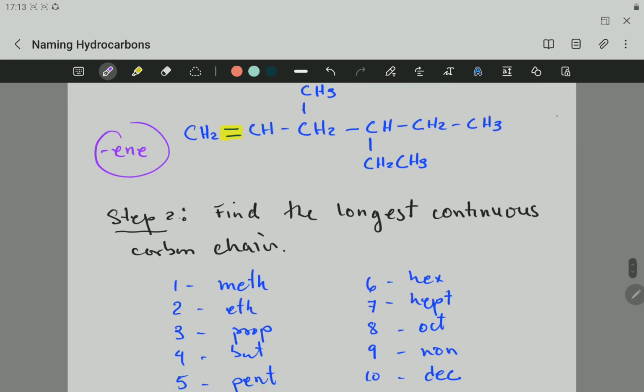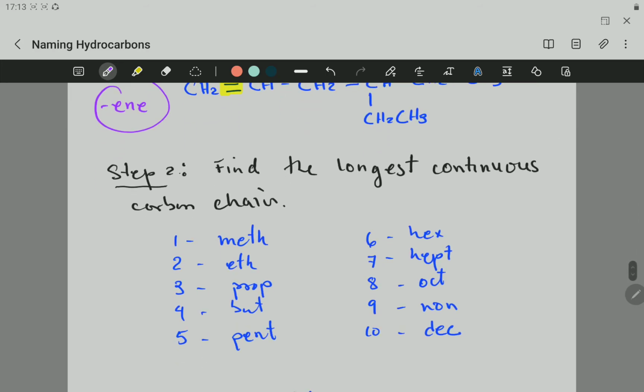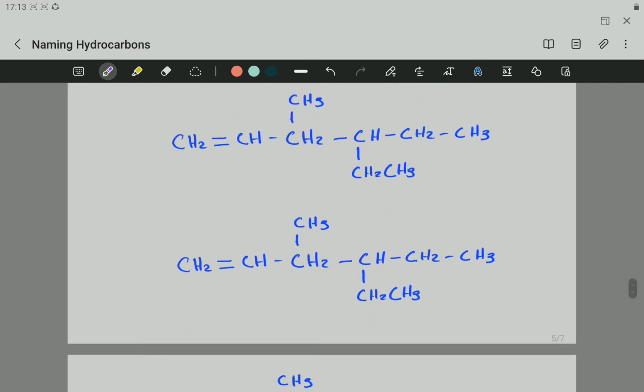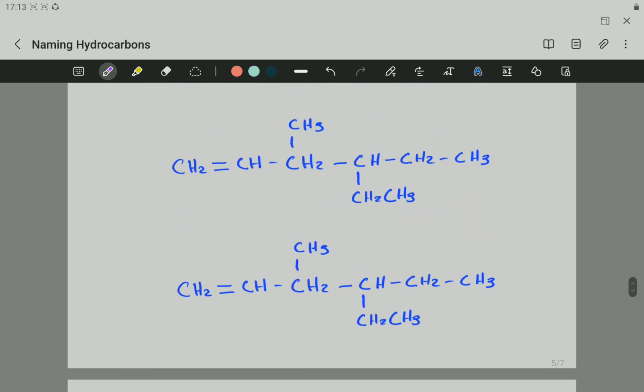What is step 2? Find the longest continuous carbon chain. So let's look here. I also copied the same one 3 times because we have 3 different options. Option 1 is going to be this one here. In that option, we have 1, 2, 3, 4, 5, 6 carbons.